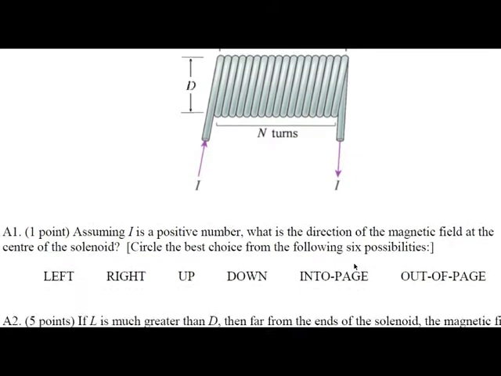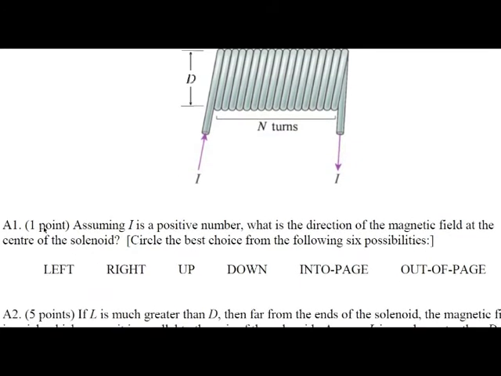And question A.1, with 1 point, is assuming that I is a positive number, so the current's going in here and out there. What is the direction of the magnetic field at the center of the solenoid? Circle the best choice from the following 6 possibilities: left, right, up, down, into page, or out of page.